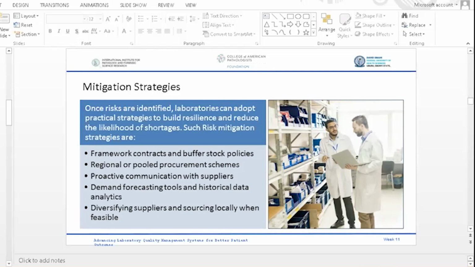These SOPs should detail escalation protocols, decision-making authorities, and documentation requirements during scenarios of crisis.